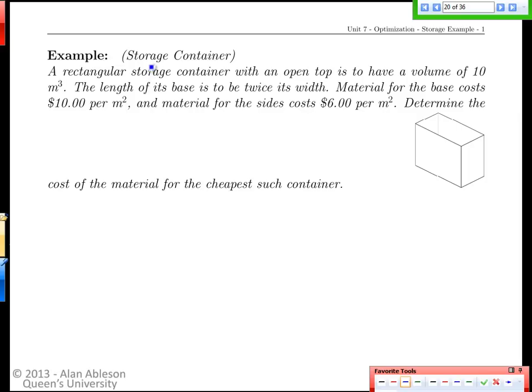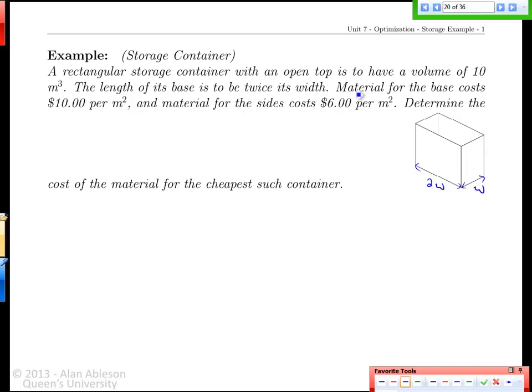Another classic type of optimization problem is to minimize the amount of material costs that go into building some kind of shape. In this case, we're looking at an open-topped box. So this top is missing, but we have the four sides and the bottom included. We're also told that the length of its base has to be twice its width. So if we call this the width, this will be two widths this way.